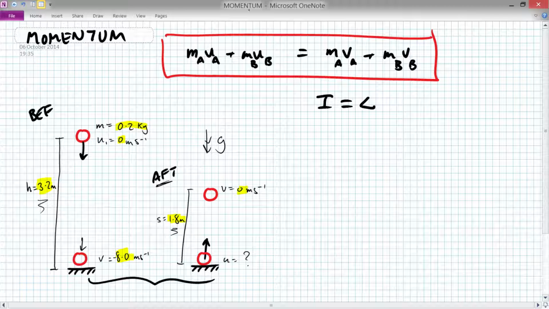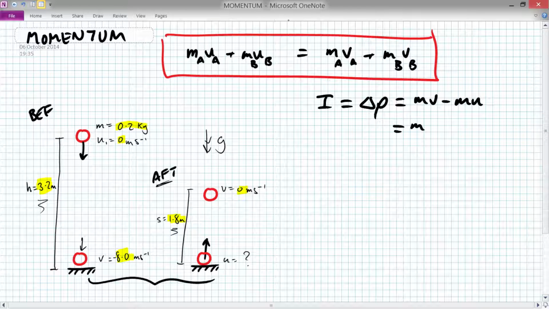To do that, we're probably thinking some change in momentum, and therefore some mv minus mu. Since it's the same mass, there's no change in mass, this will just be m brackets v minus u. But to do that, we need this value here, which we don't have. So the first thing we need to do is take stock of what we've got and try and calculate this velocity just after the collision.